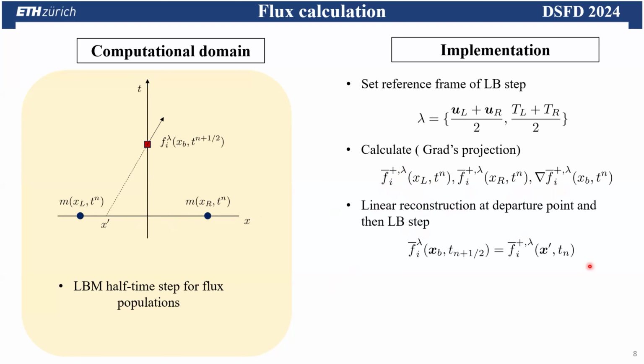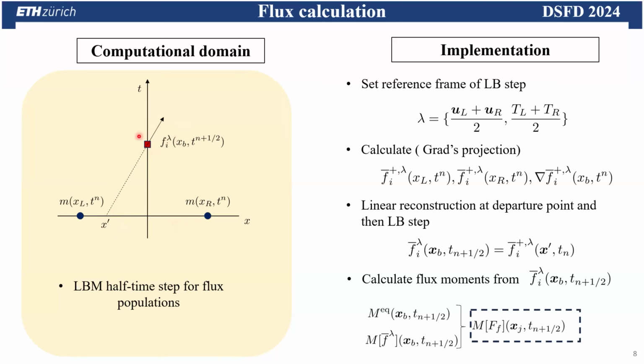So now what is left is to linearly reconstruct the populations at the departure points here and complete the LB step. So with that, we have the populations that are necessary to compute the moments of interest. And with some proper tuning between equilibria and the moments, we finalize and retrieve the actual moment that we need to close the update.